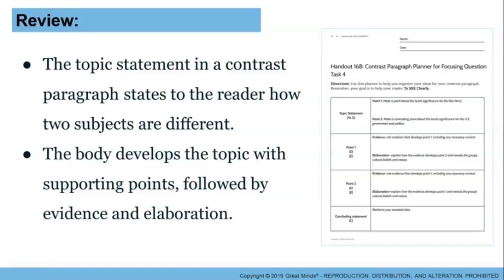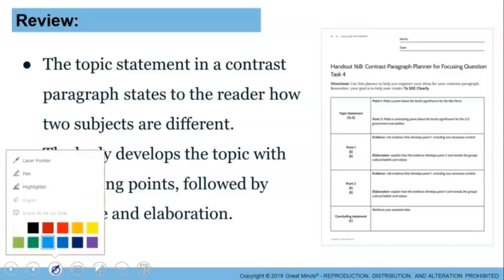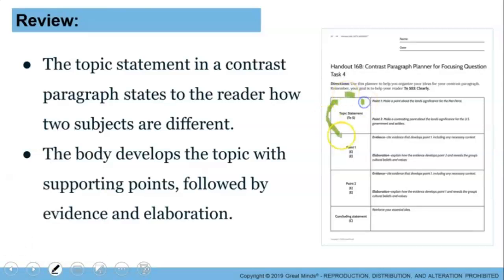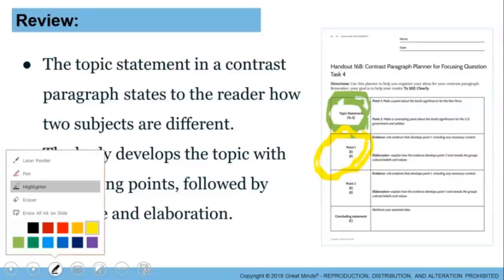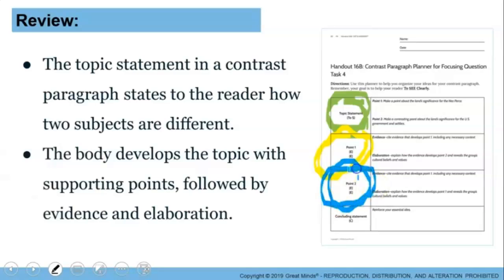The topic statement in the contrast paragraph states to the reader how the 2 subjects are different. Okay, so that's up here. Here, topic statement. And then the body, this will come into perfect light here. Yellow, and I want you to think for a second, what color should my second point be? If you remember what we've done in the past to analyze our essays and color code them, you said blue, you were correct because yellow and blue make green.